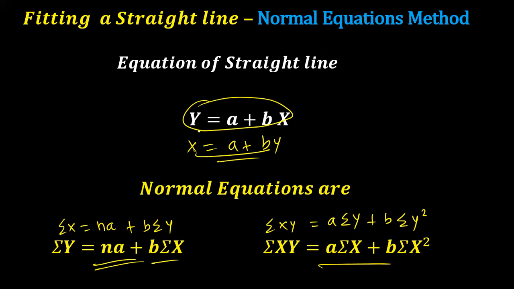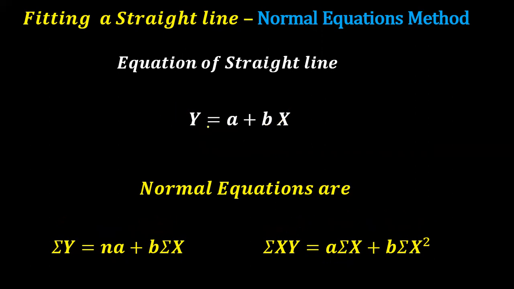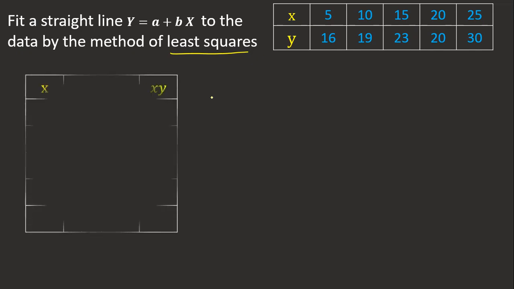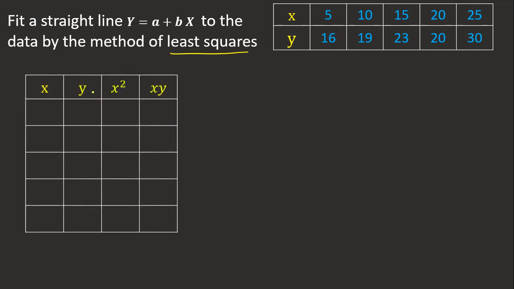We are going to deal with y is equal to a plus bx only, so we will be doing the sum here. This is the sum which is given: fit a straight line y is equal to a plus bx to the data by the method of least squares. x is given, y is given. I'm going to draw a tabular column with x, y, x square and xy. You must be very careful: whenever there is x here, I should have x square here, and when there is y, I should have y square. Make a note of it.